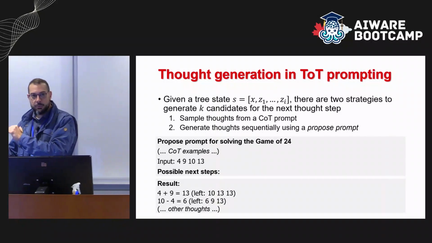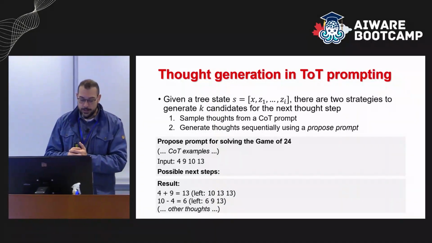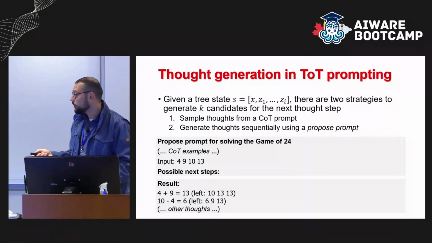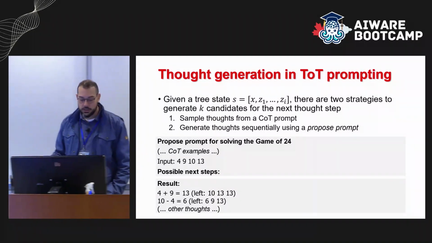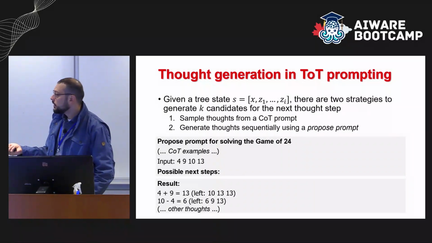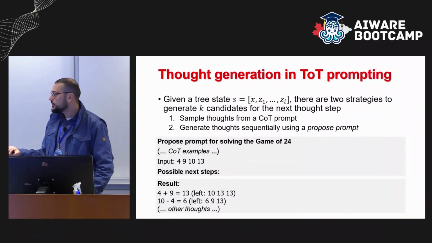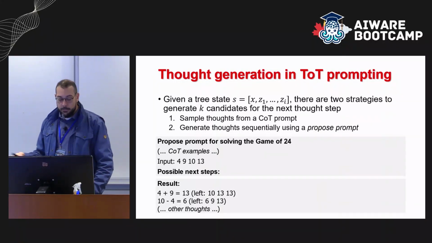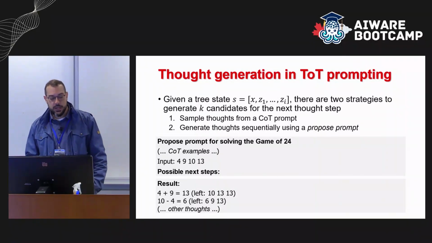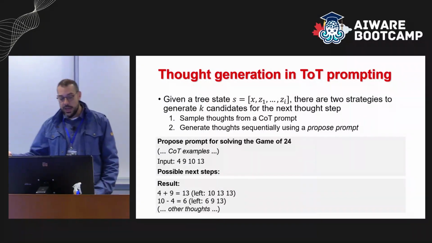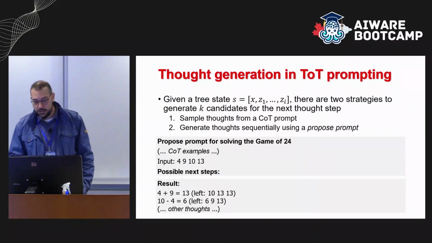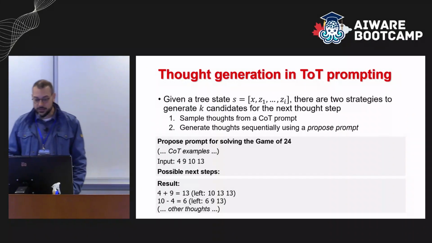And here is a prompt asking the model to solve the game of 24. You have chain of thought examples here, and then you have an input, which is four integers. That's the propose prompt. You ask for possible next steps, and then you have a lot of different possible solutions, and you can sample from these solutions as a way to generate the tree of thoughts.